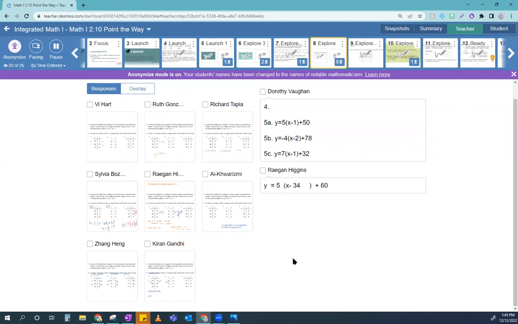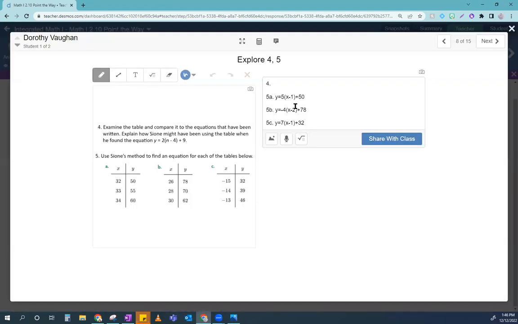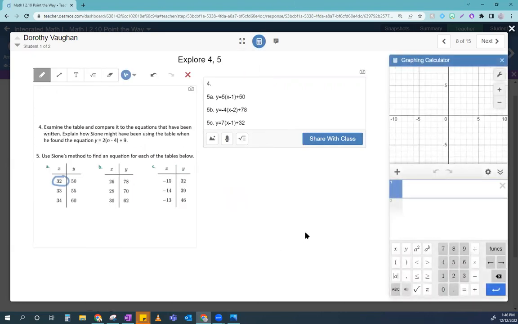Wait, am I on the right slide? Oh, here, this one. So this one wouldn't be correct, right? Because look, if you're saying that 50 goes here, who's 50's X? Yeah, 32. You should be able to plug in 32. Let me see what you put in the calculator. Oh, you didn't put it here. You should be able to plug in 32 and you should get out 50. Exactly. Okay, very good.